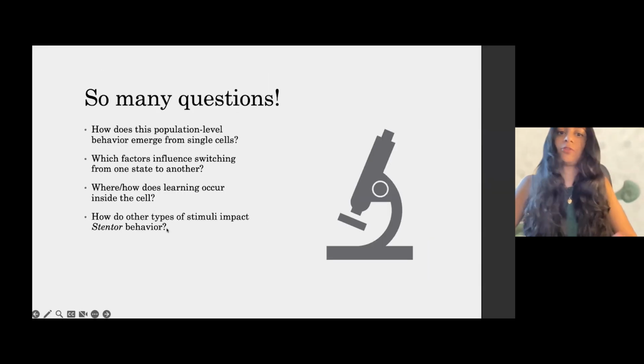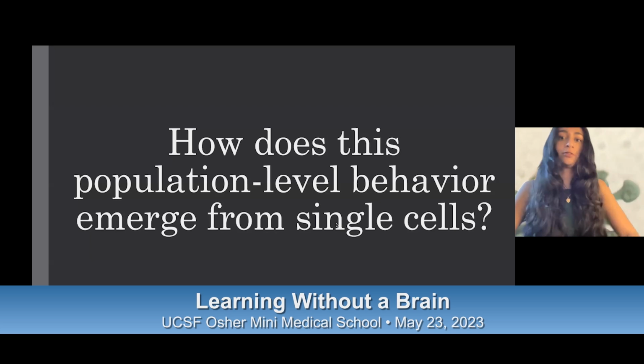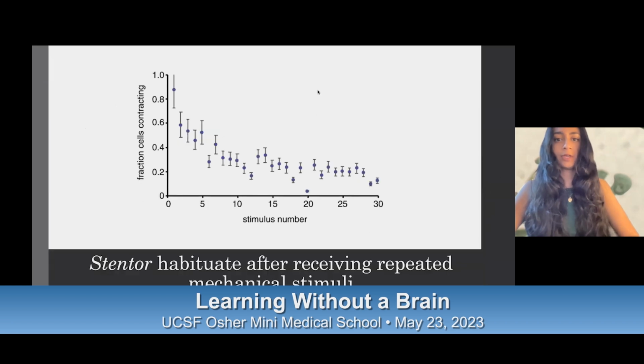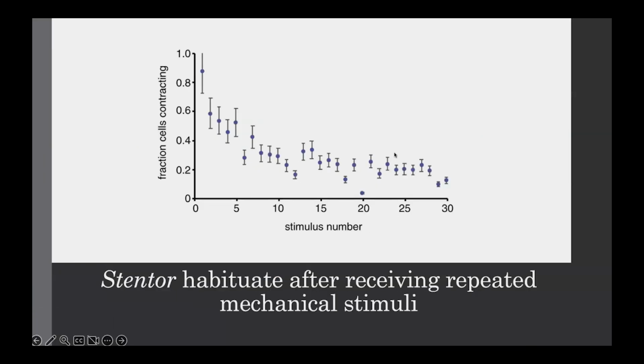And finally, how do other types of stimuli impact stentor behavior? So of course, the pond is a very messy place. There are all kinds of other stimuli from other animals, from ambient light. And I was wondering, how do all these other factors influence their learning? So first, the first question, how does this population level behavior emerge from single cells? So going back a couple of slides, I showed you this gradual decline in contraction probability. So on the x-axis, we have number of stimuli, the number of taps that the cells are getting. And on the y-axis, we have the fraction of cells in the population contracting.